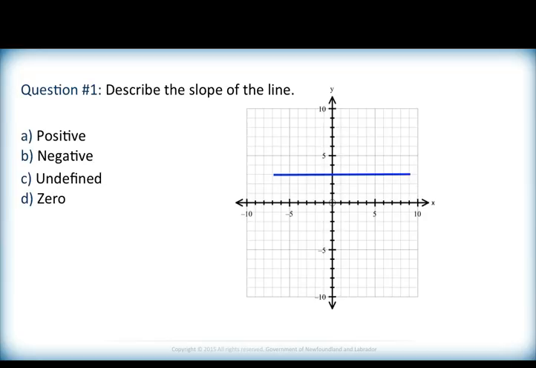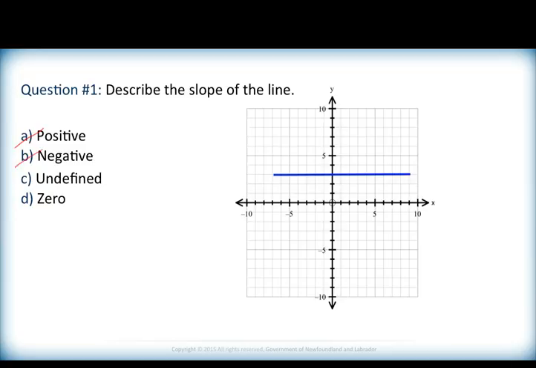Remember that a positive slope means that the line will start from the left and increase to the right. This line does not do that, so we're going to eliminate option A. B, negative, means the line will start from the left and work its way down to the right and decrease. This line doesn't do that as well.